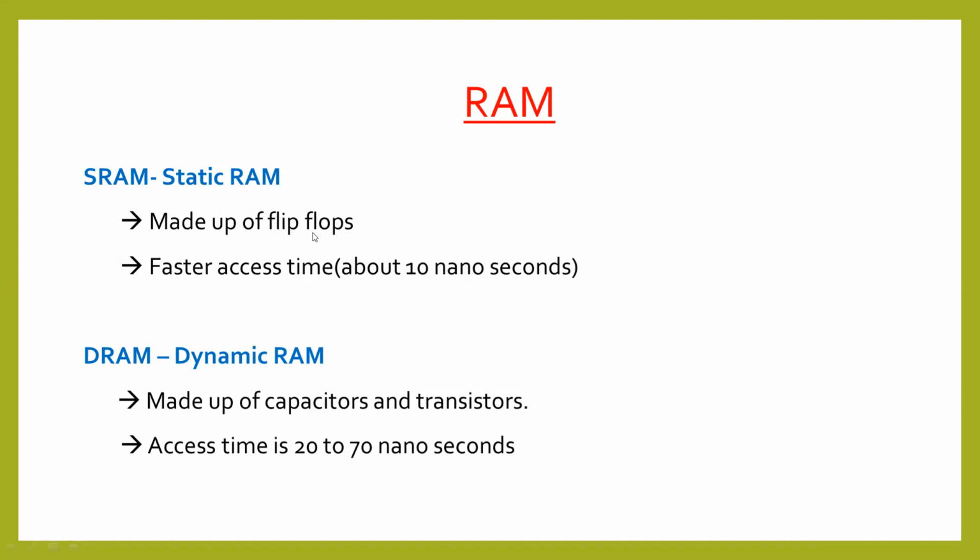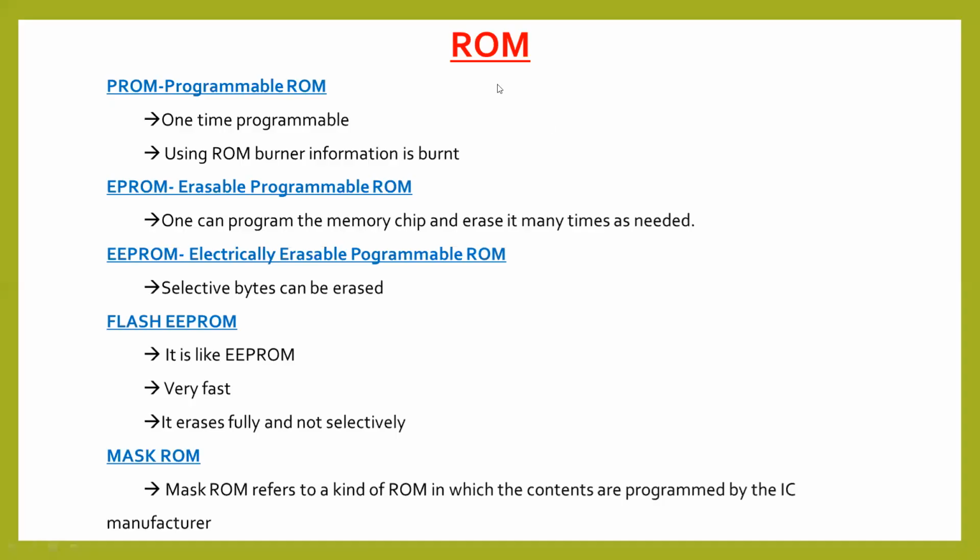In the case of ROM, ROM means read-only memory. This is one part of primary memory. ROM is non-volatile memory. RAM is volatile, but ROM is non-volatile, and you should remember this. Both are primary memory, but ROM is non-volatile. It is mainly divided into PROM, EPROM, EEPROM, flash EEPROM, and mask ROM.